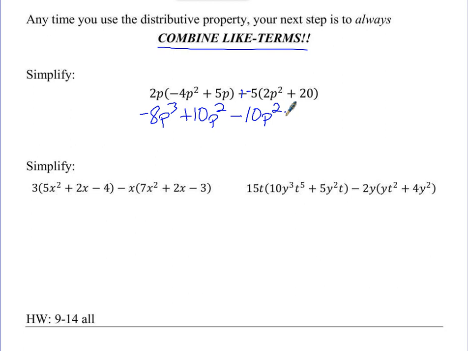Negative 10p squared. And then what? Negative 100? Okay, minus 100. Now what?